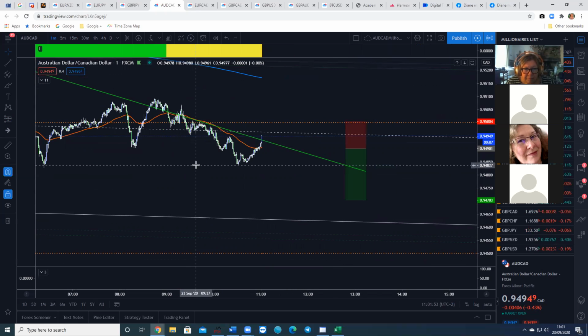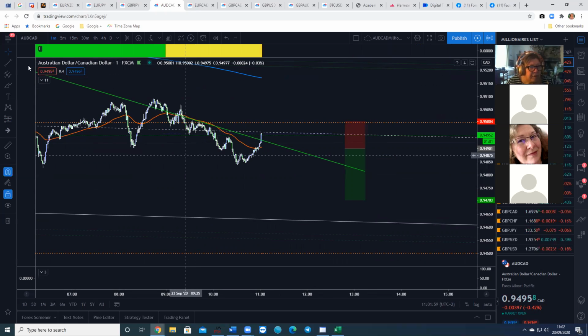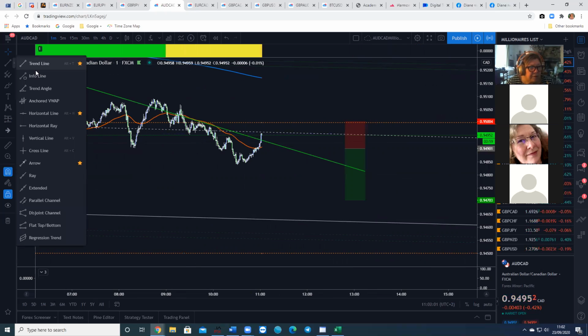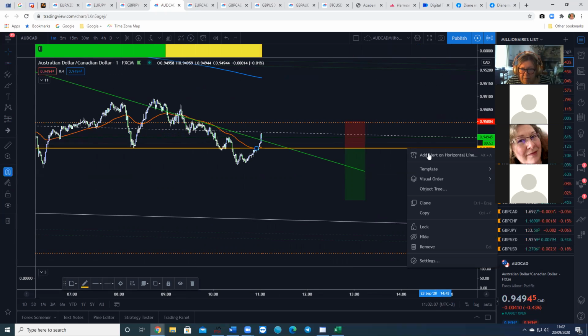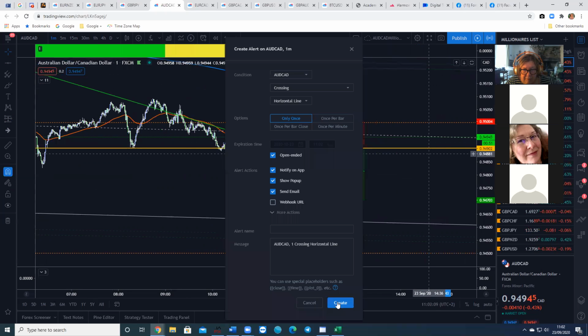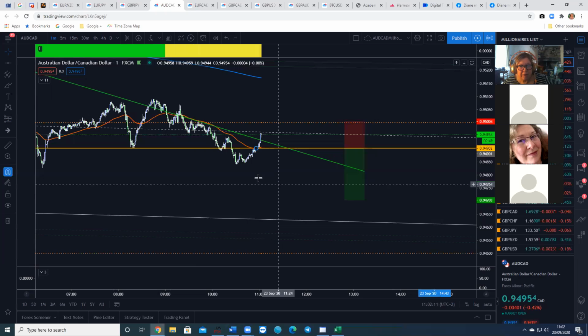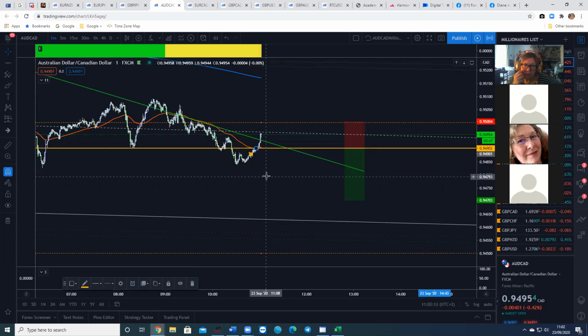So where am I going to put my trend line? I'll do that for the moment and I'll check it afterwards. Just put an alert on that. And let's see what that does.